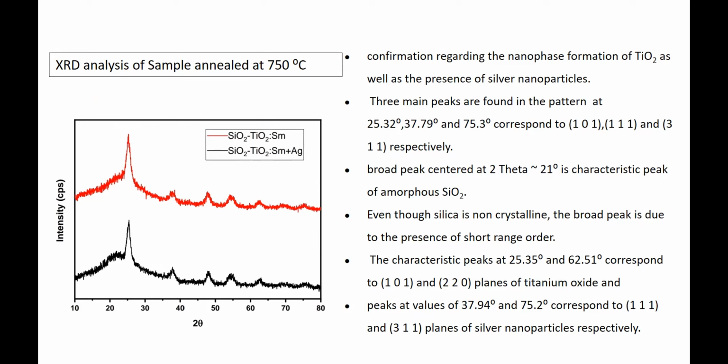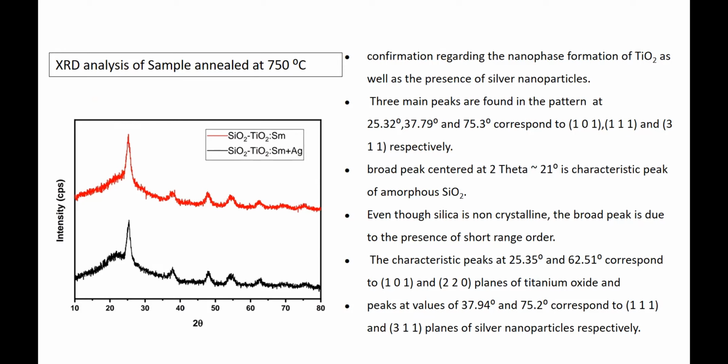Okay, then what is the fingerprint of silver? You said it is visible from... Yeah, silver has a characteristic peak at 37 and 75. Okay. In the 75 range, there is a peak, which is the characteristic peak of silver.